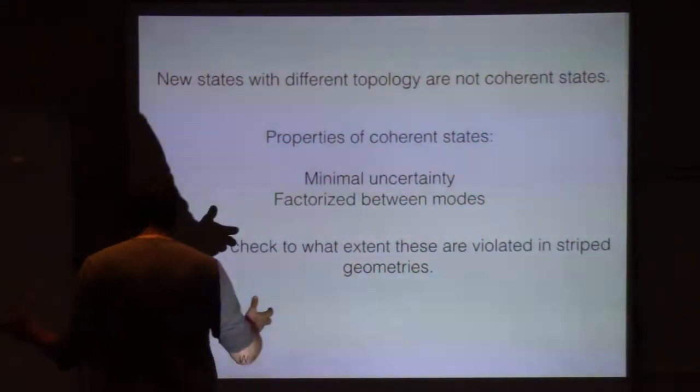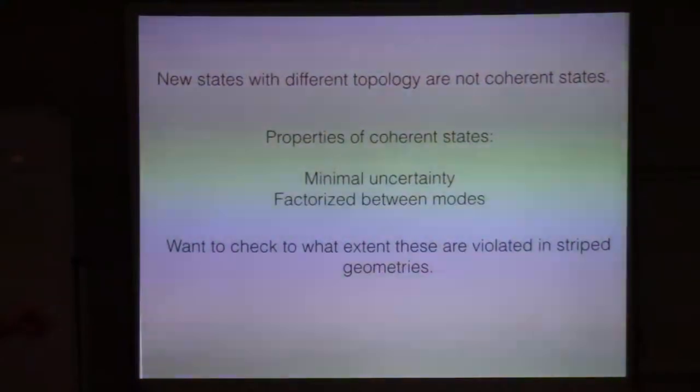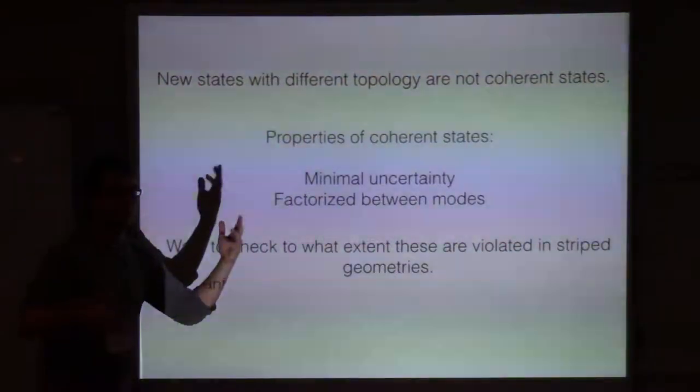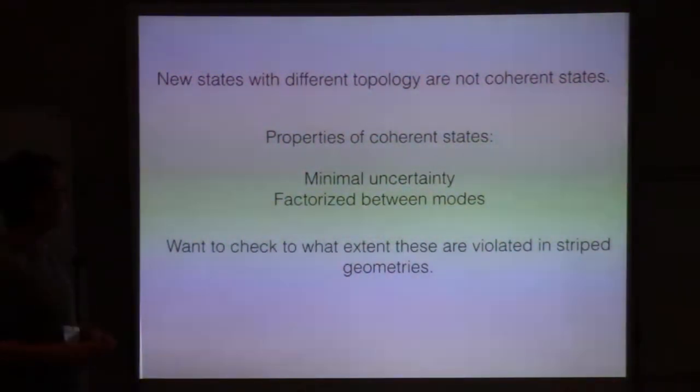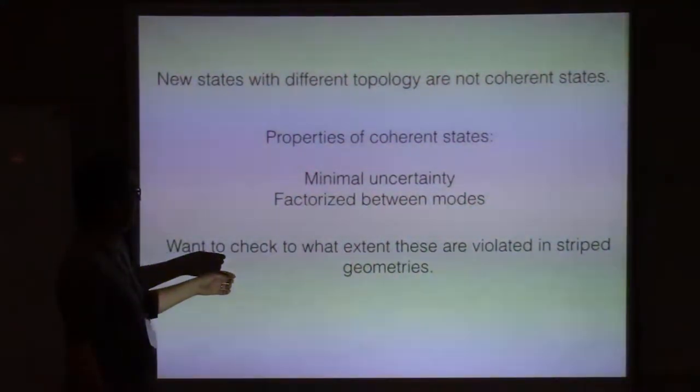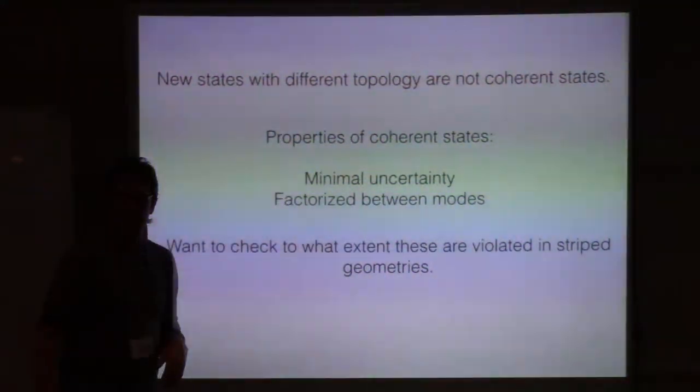So whatever happened is that the new states, whatever they are, cannot be coherent states, because if they were, they would have trivial topology and would have just one edge. So what are the properties of coherent states that you want to check? They usually have minimal uncertainty and they're factorized between the modes. So you want to check to what extent that's not true. So you want to check for violation of this stuff.